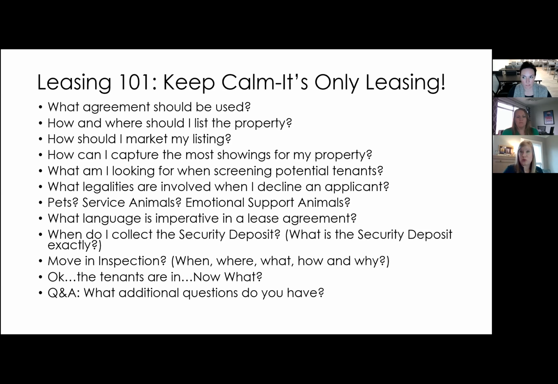Pets. Do you want to encourage having pets in the property or not? And what happens if it's a service animal or an emotional support animal? What legally are you required to do? What language is imperative in a lease agreement? When should you collect the security deposit? What is the security deposit exactly? A move-in inspection, why do we do this? When should we do this? All of the information pertaining to that. And the tenants are in, now what?